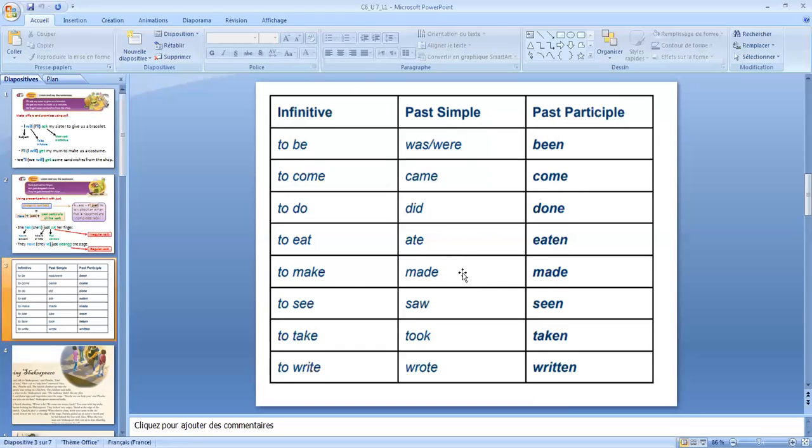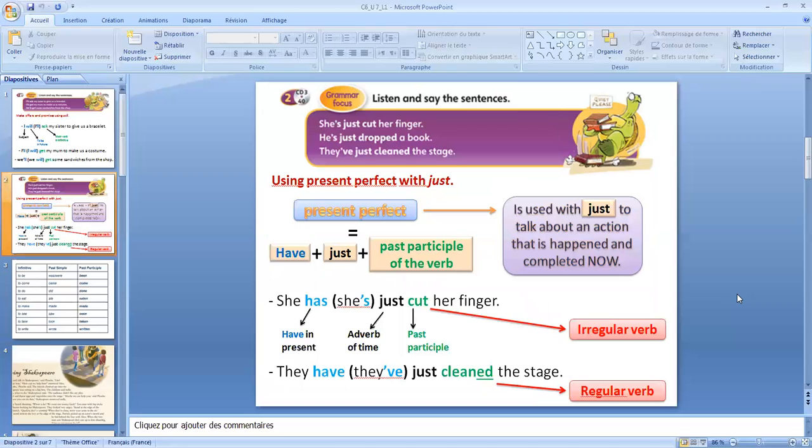So if you see, some of them are still the same as the simple past, but some of them are the same as the infinitive. Come, come. See, saw, seen. Take, took, taken. Write, wrote, written. So these are just examples of verbs in past participle. You will find in your book a list of the common verbs that we are using, and you have to learn them by heart in order, inshallah, to know how to conjugate verbs in present perfect, inshallah.